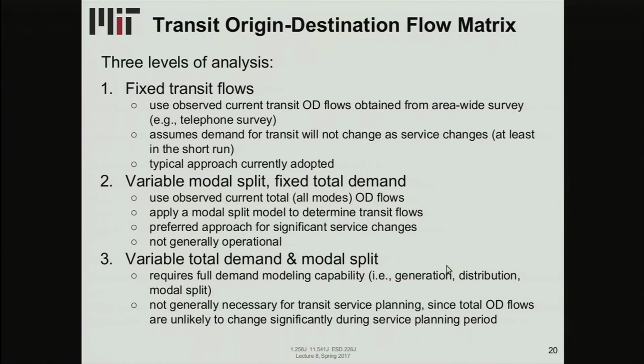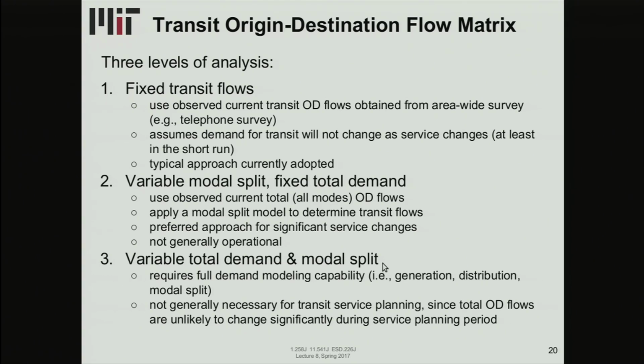The next approach is to say the total demand is fixed if I look at the demand across all modes, including car and bike and TNCs and all these things. So that you have to get from surveys, the kinds of surveys that are used to input data into 4-step models. But then you allow the mode split to change. So as a result of service changes, people might switch between modes. They might go from transit to car or from car to transit. So that's preferable, especially if you have significant service changes. But it's not often put in place.